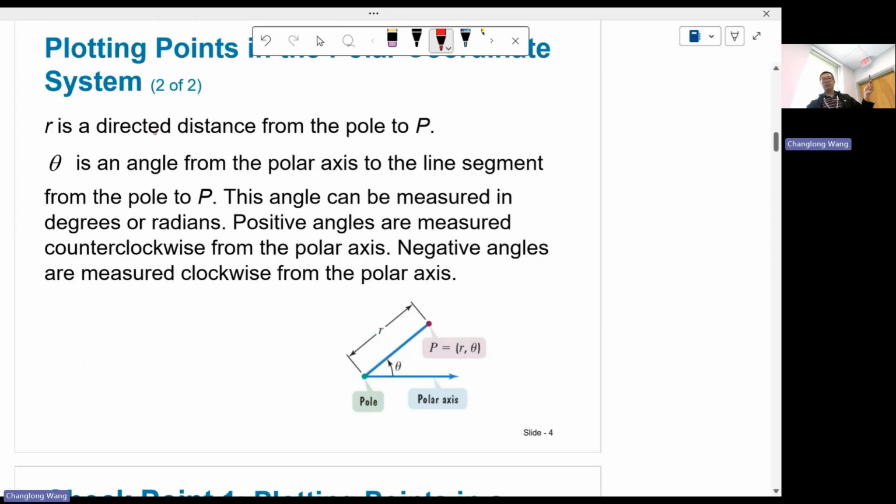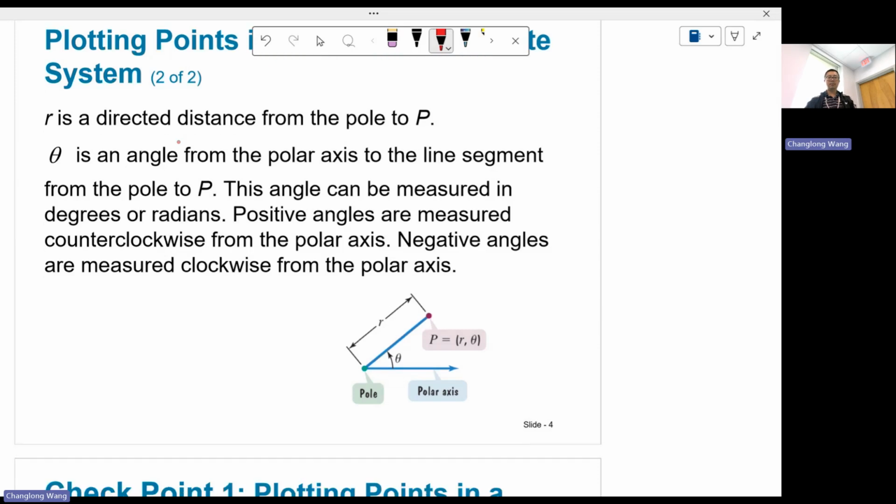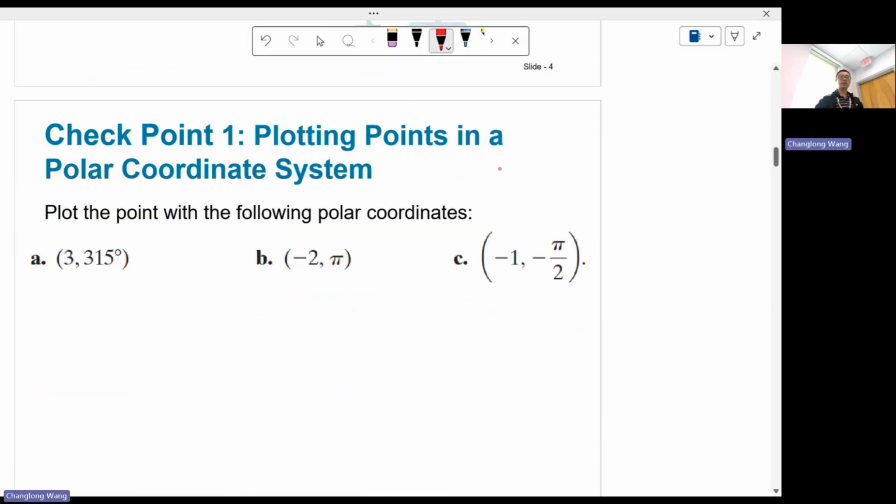There's one little catch here. They say r is not just a simple distance. It's a directed distance. We'll see about that in that example, right? But if you understand that r is a distance, that's good enough. But you need to be careful later when you get negative r.